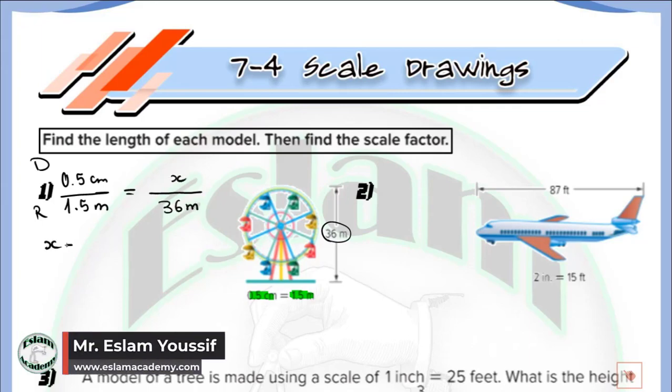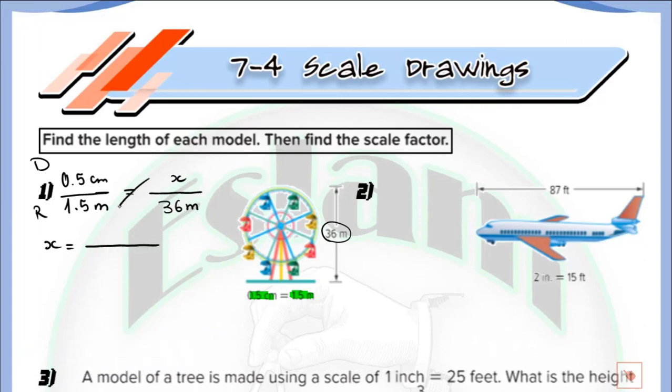To find the length in draw, we use cross multiplication. All we have to do is multiply 0.5 by 36 divided by 1.5. The number which is opposite to x will be written down, so I will write 1.5 meter down. Now we have 0.5 centimeter multiplied by 36 meter. By multiplying, 0.5 multiplied by 36 equals 18, divided by 1.5. You will find that the answer is equal to 12 centimeter. So this model has a length equal to 12.